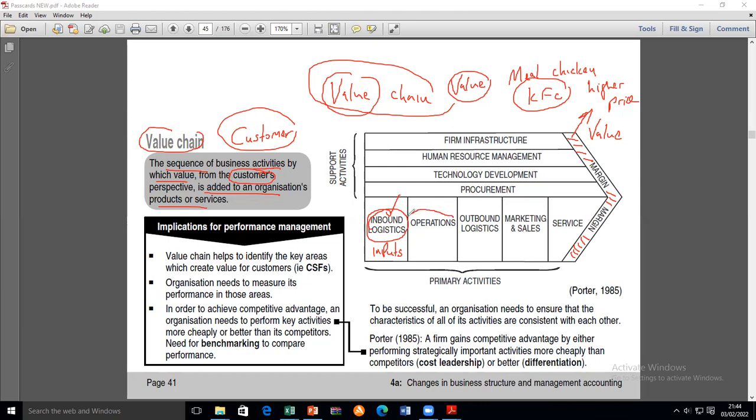Operations now is the process of converting all these inputs into a product. And once the product is ready, there must be another activity, outbound logistics, to ensure that there's proper handling of the output, warehousing, packaging, and delivery to customers.